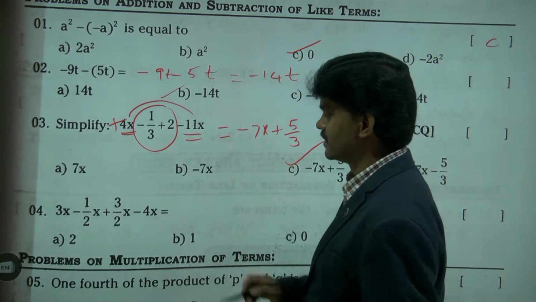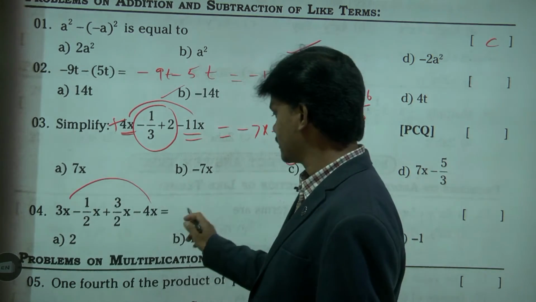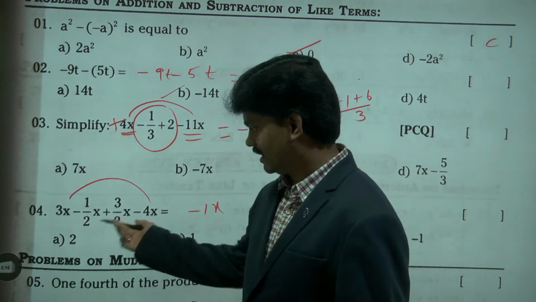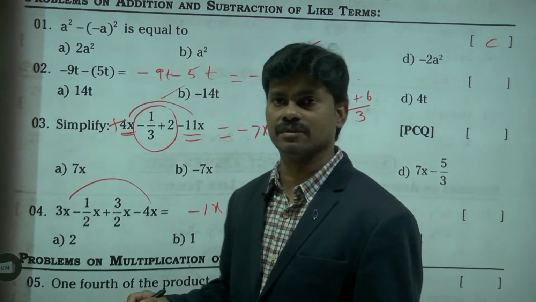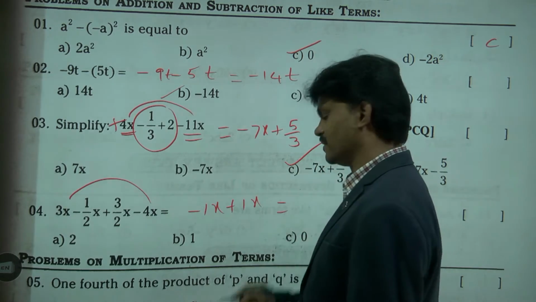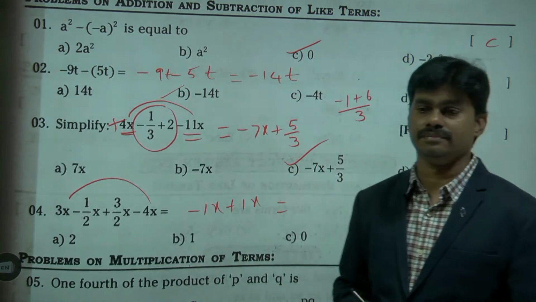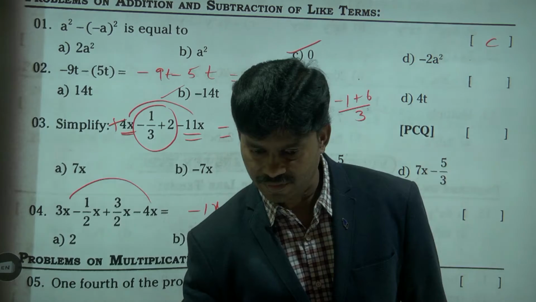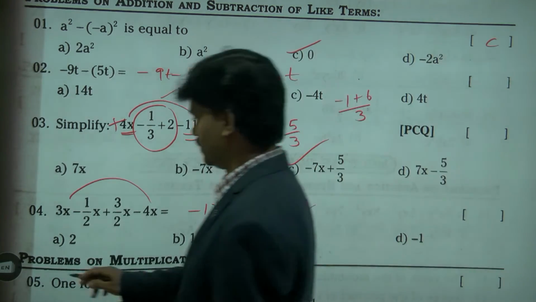So 3x minus half x plus 3 by 2x minus 4x. Let's simplify these two first. 3x minus 4x means minus 1x. 3 by 2 minus 1 by 2, so they are like fractions. 3 minus 1 is 2, 2 by 2 is 1. So minus 1 plus 1 is 0. Option C is correct. Let's move on to the next question.